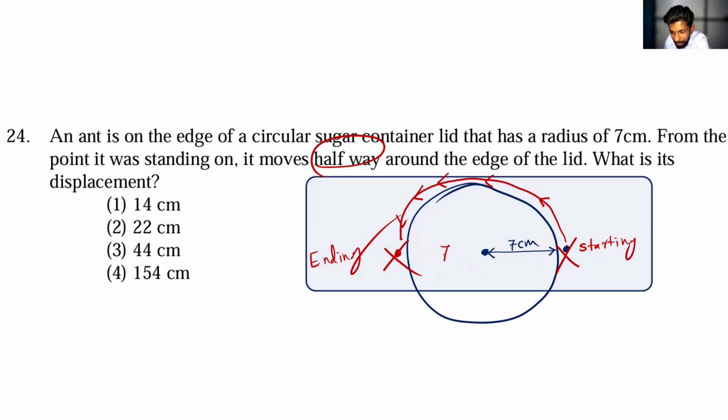14, that is 7 plus 7. 14 centimeter, not 22. If you are putting 2 pi r into 180 over 360, then the answer will be wrong, because they didn't ask the distance. If they are asking the distance, then only you do those 2 pi r calculations. But in this question, they are asking the displacement. Starting is here, ending is here, done, 14 centimeters. Any doubts? Did you get the idea?